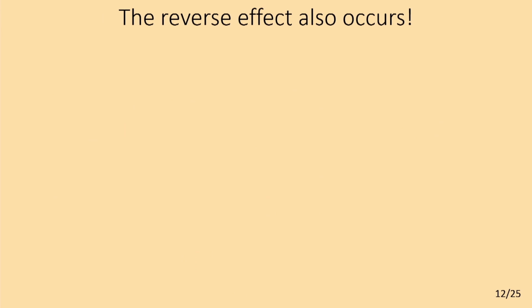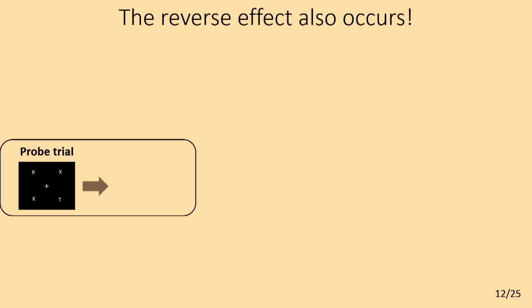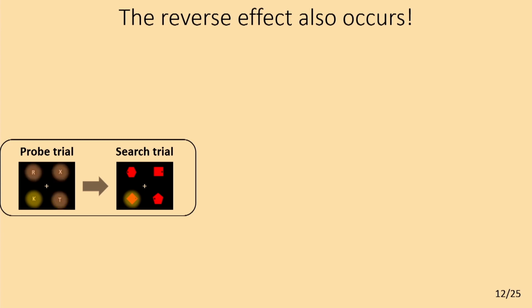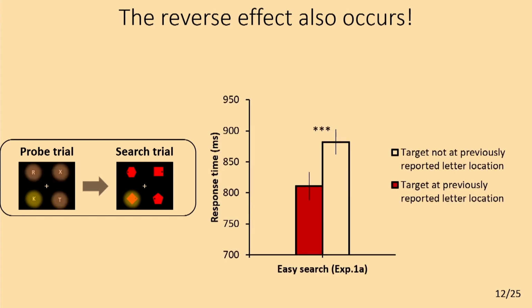In an exploratory analysis, we also looked at the reverse sequence. What happens when a probe trial is followed by a search trial? The idea was that although the probe task doesn't require search, in order to select a letter, my attention must have been there. So if location priming occurs even when the task changes, we should be faster to find a target when it appears at a previously reported location than elsewhere. This is exactly what we found, an advantage of 70 milliseconds.